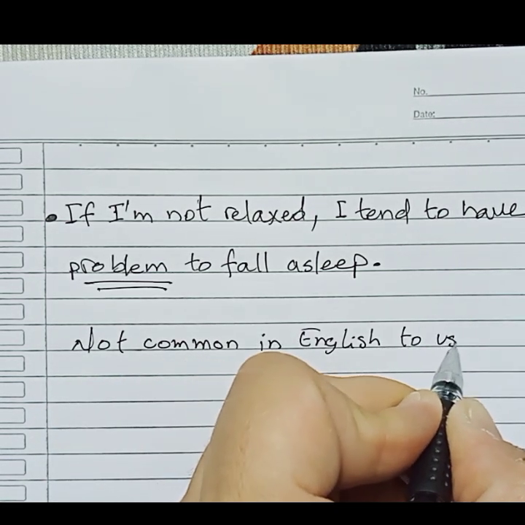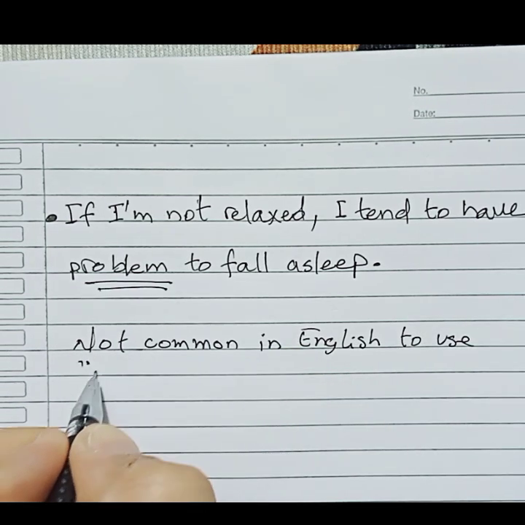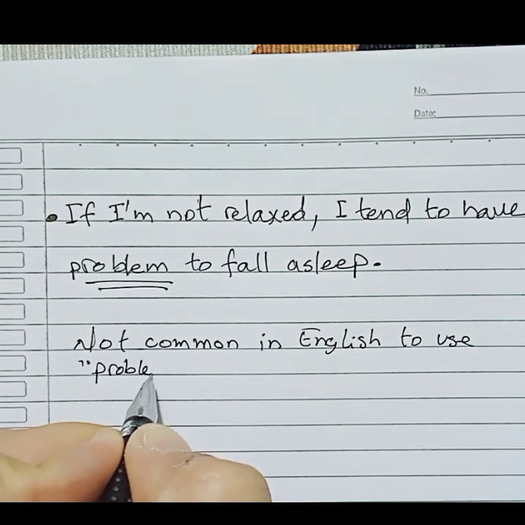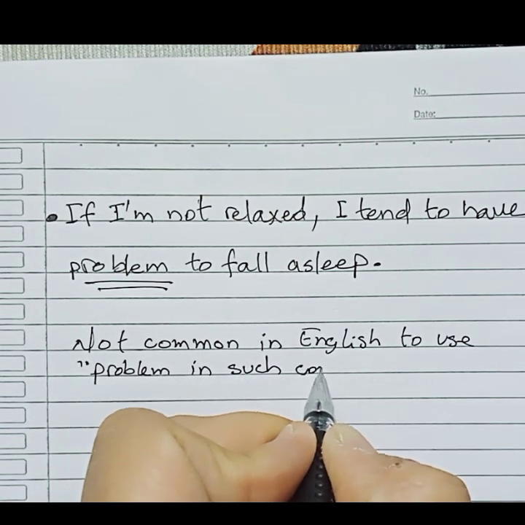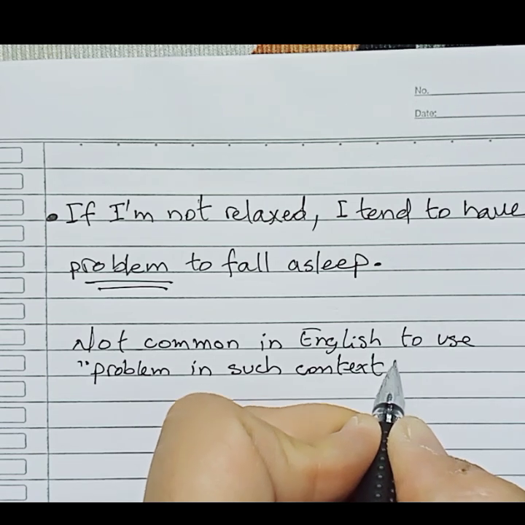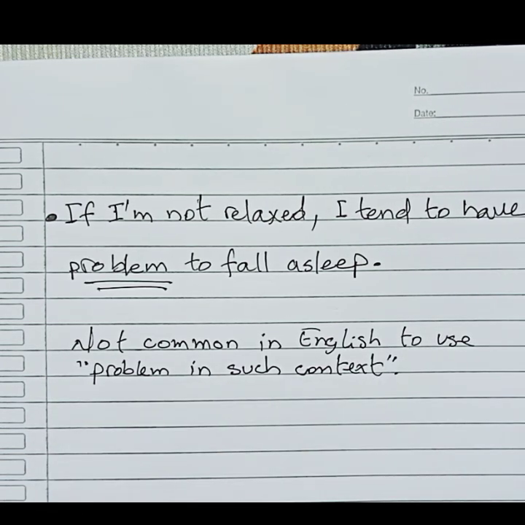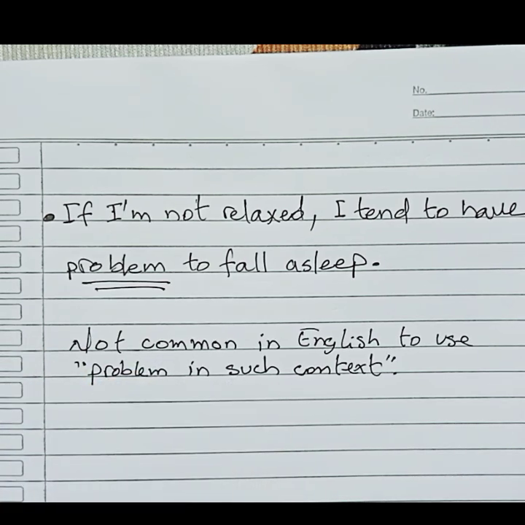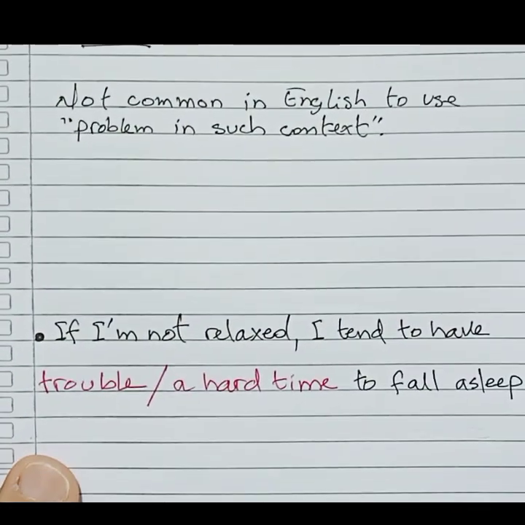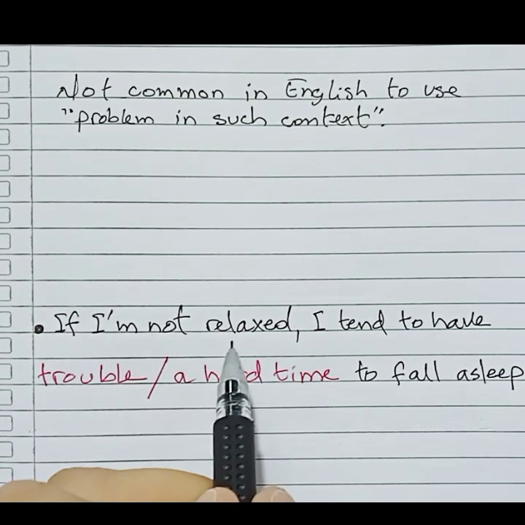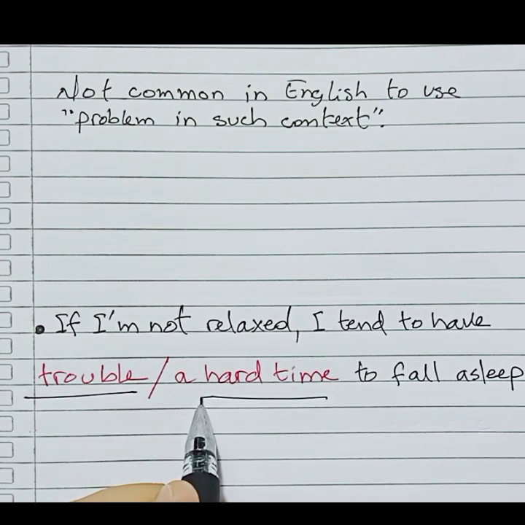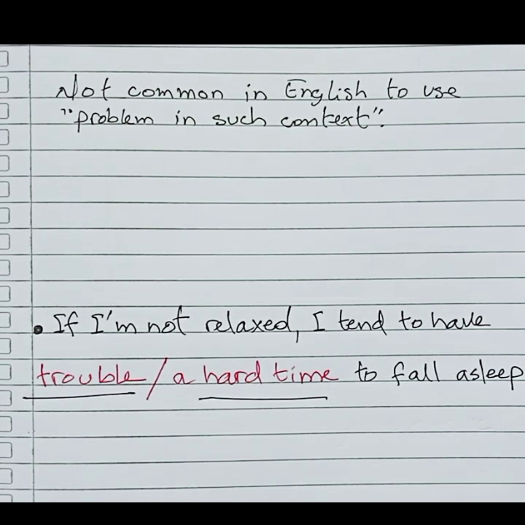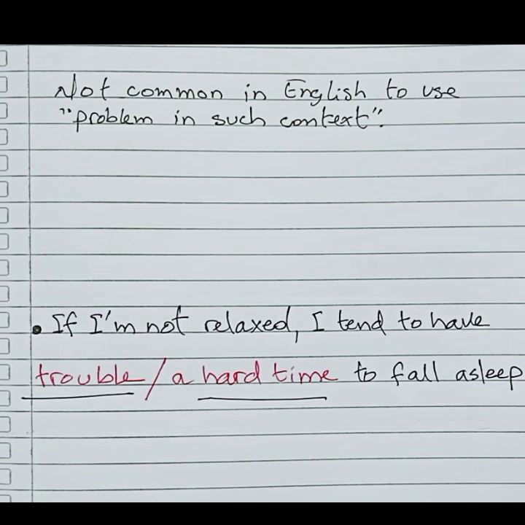It's not common in English to use the word problem in such context. So how can I express myself? Here is how to correct this sentence. Use trouble. Use a hard time. If I'm not relaxed, I tend to have trouble to fall asleep. Or if I'm not relaxed, I tend to have a hard time to fall asleep.